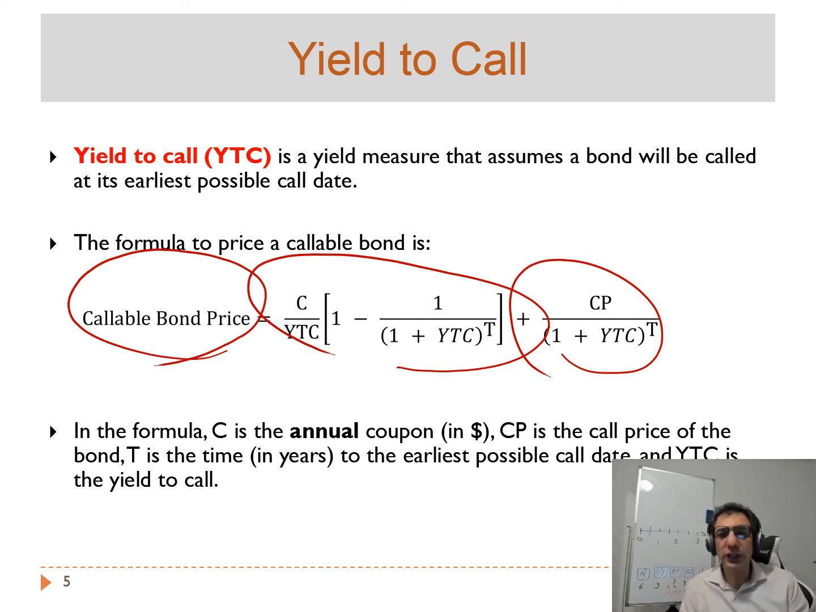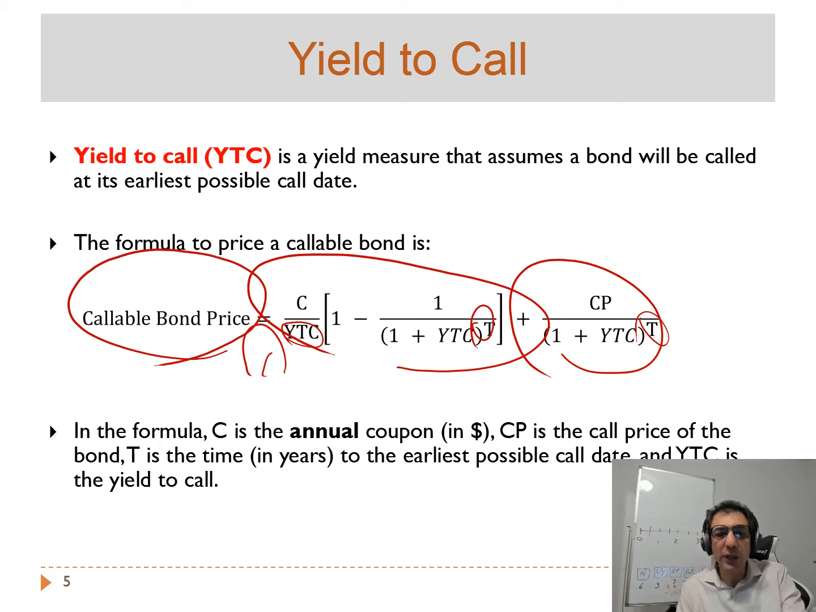And there are three major differences. First of all, you don't use the discount rate or interest rate as YTM, you use the YTC. That's the first major difference. The second major difference here is the T. The T is not the same as what we had before for the YTM. Actually, the T here is showing how many years you have until the calling date. Again, how many years you have until the calling date.